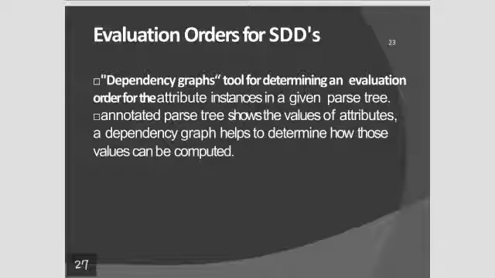Okay, now what is a dependency graph? A dependency graph is a tool for determining an evaluation order for the attribute instances in a given parse tree. Okay, what is the meaning of this statement? This is nothing but the dependency graph. It describes the evaluation order, that is, how we are going to evaluate the string. Okay, an annotated parse tree shows the values of attributes. A dependency graph helps to determine how those values can be computed.